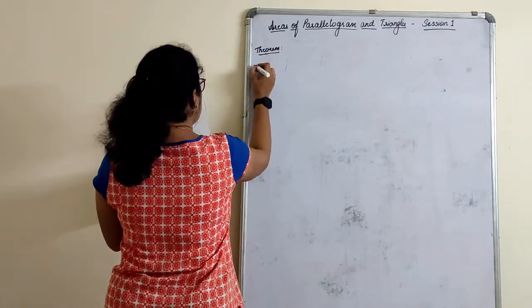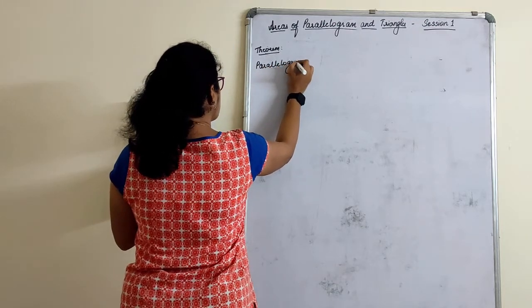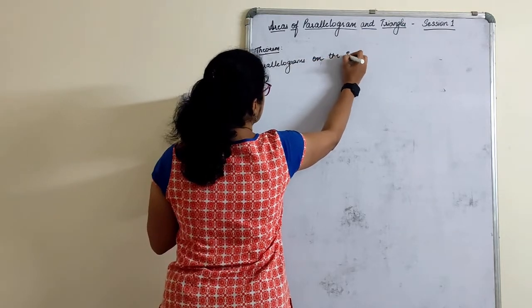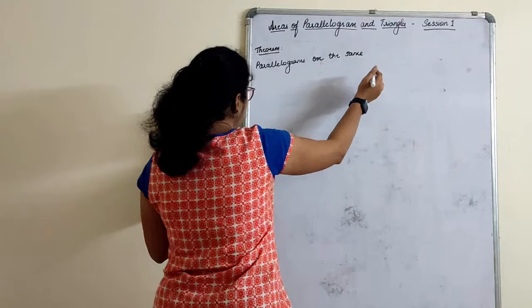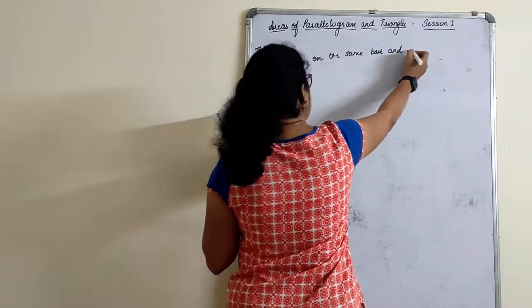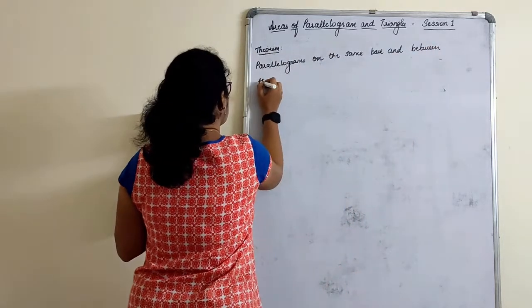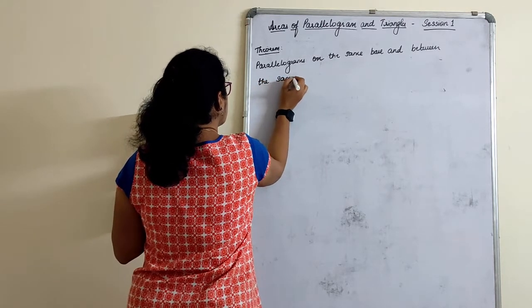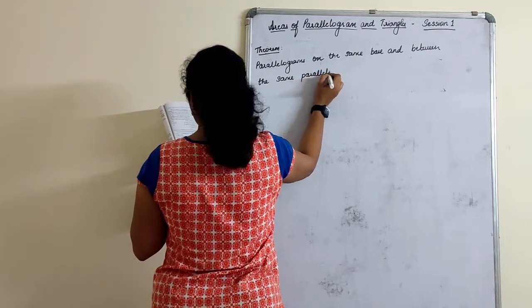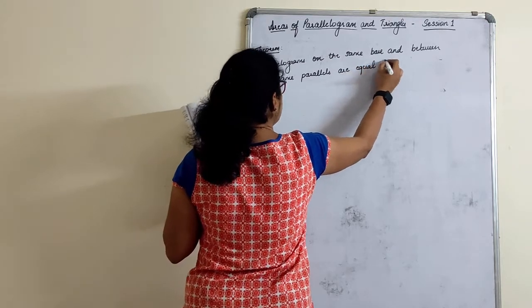It states that parallelograms on the same base and between the same parallels are equal in area.